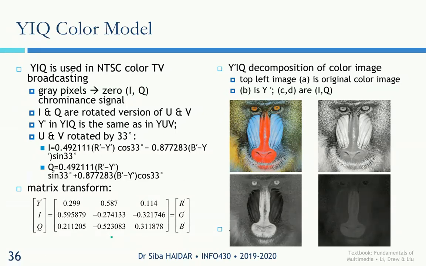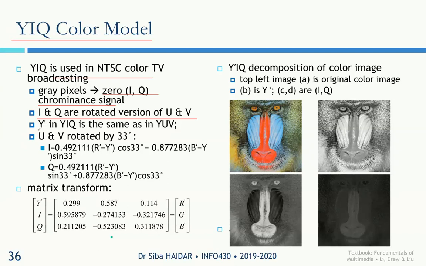The other color model is the YIQ, which is used in the NTSC standard, and in which gray pixels have also zero I and Q channels, zero chrominance signals. So here I and Q are the chrominance and Y is the luminance. And I and Q are rotated versions of U and V. So they are U and V, but rotated.